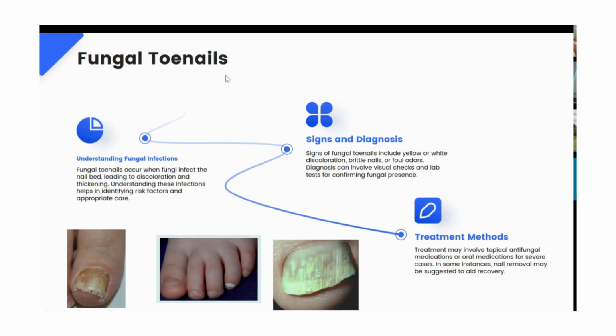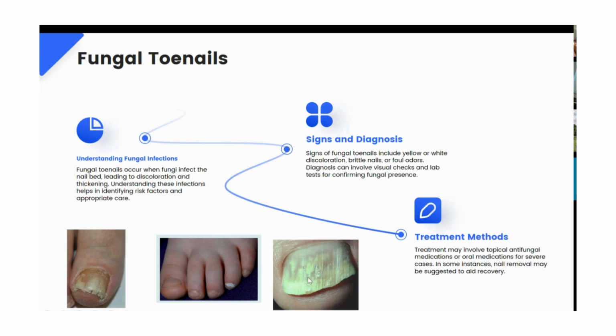Another problem is fungal toenails. So I've got, again, different images there, simply because with fungal toenails you have different species, different specific fungi that can cause different presentations. As you can see, a typical case of a fungal nail is this one. This is what we would expect to see.